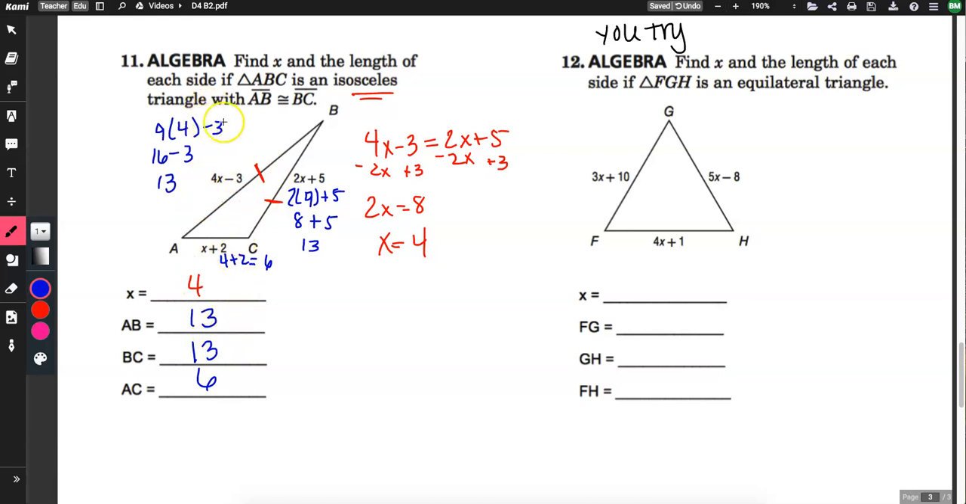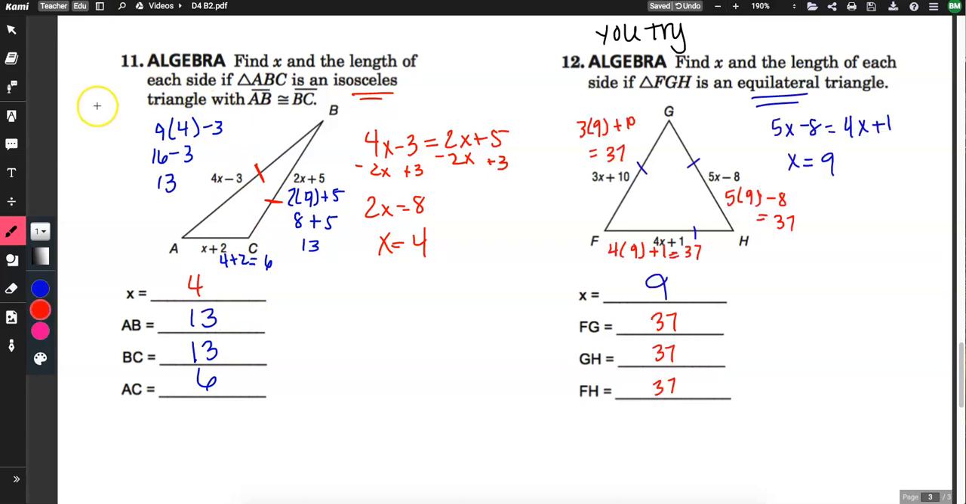So try number 2 on your own. All right, so here you go. I got x equals 9. I set these two sides equal. It doesn't matter which two you pick because it's equilateral, so you can pick any pair that you want, solve for x. I plugged them all in just to double check that I found x correctly. They all equal 37, so I'm good.